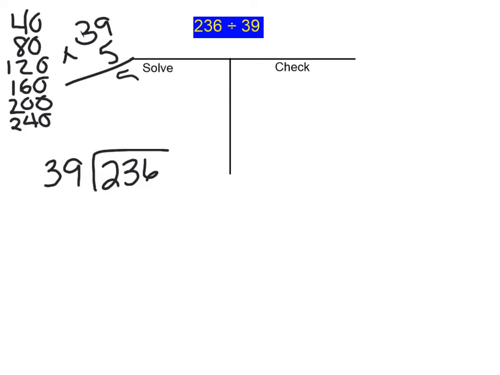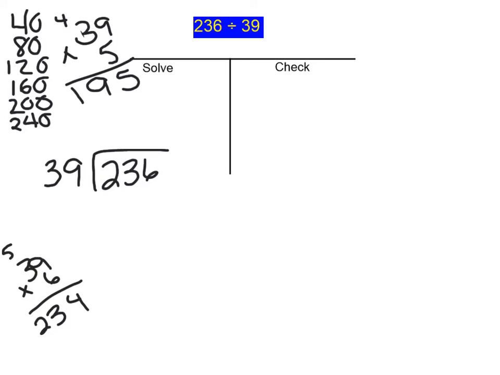5 times 9 is 45. 5 times 3 is 15. 15 plus 4 is 19. So times 5 is a little low, I think. It appears to be a little low, so I'm going to do 39 times 6. 6 times 9 is 54. 6 times 3 is 18. 18 plus 5 is 23. Ooh, 234 is very close.